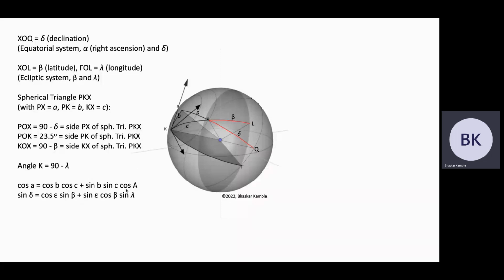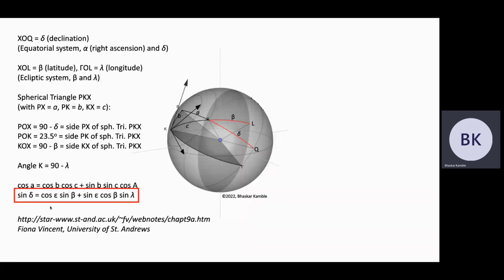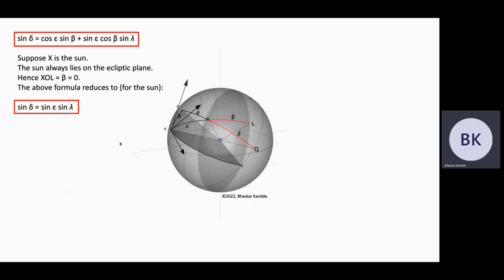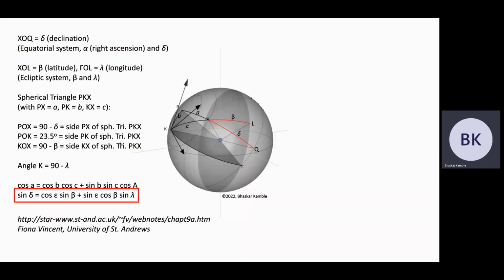So this is the application of the cosine formula on the celestial sphere, which gives us this formula. And you can also check other sources on the internet which deal with astronomy. One example I've given here is from Fiona Vincent's website from the University of St Andrews. The same formula is given on this website here. I'm just repeating the same formula here.